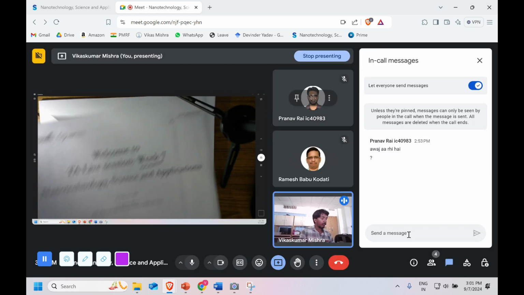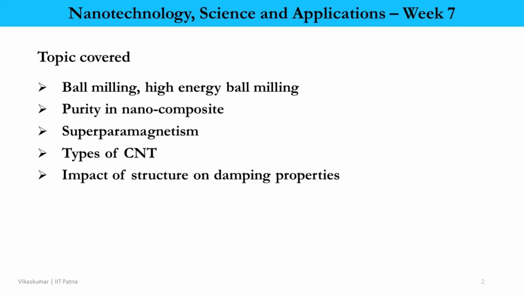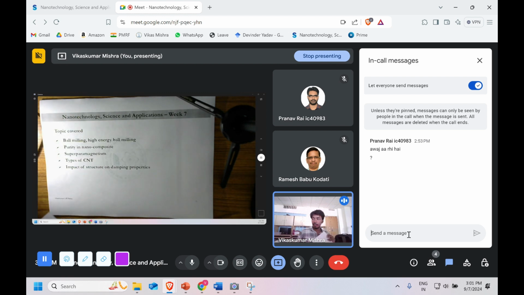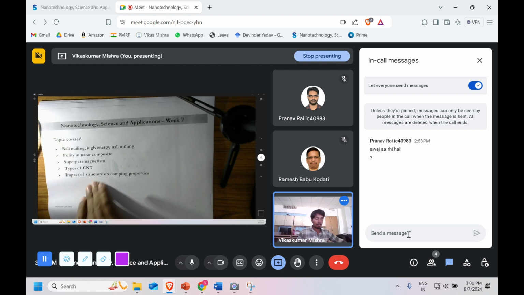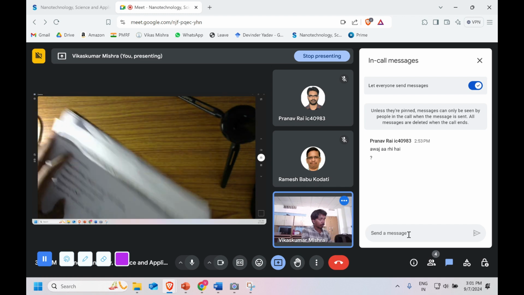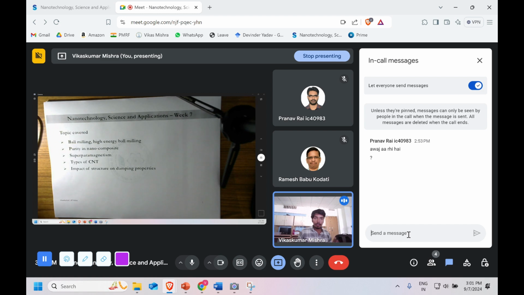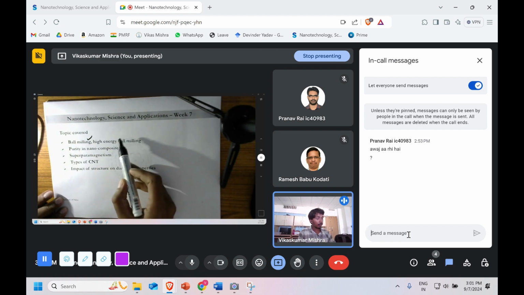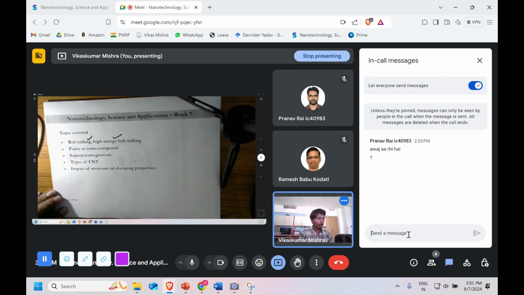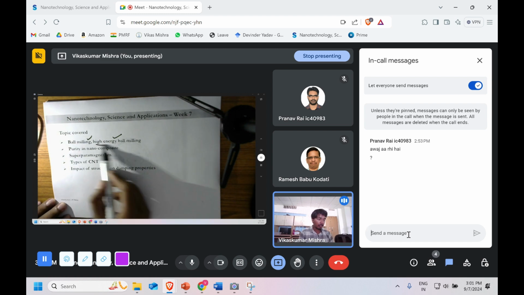Let's get started with the week 7 content. So the list of the topics that have been covered in week 7 has been given below. We have discussed ball milling. We discussed high energy ball milling, and we saw how we can use these, under what condition one should use ball milling, or under what condition one should use high energy ball milling, which is also known as planetary ball milling.